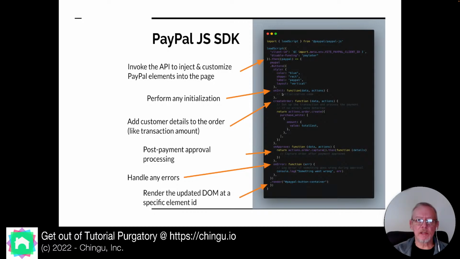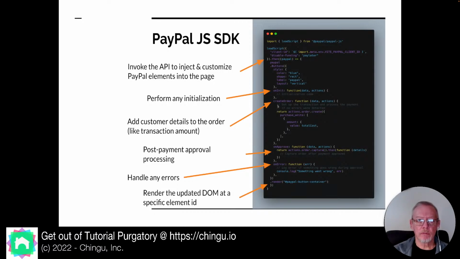The next thing is that there are 4 entry points that are invoked by the PayPal API at different times in its execution cycle. So the first one is onInit. This is invoked once after PayPal has done any customization you specify, and after it's injected its DOM elements into your web page. So this will get invoked. Now, you don't have to put anything here. We're going to show you an example in a moment of why you may want to use this, but it's not required.